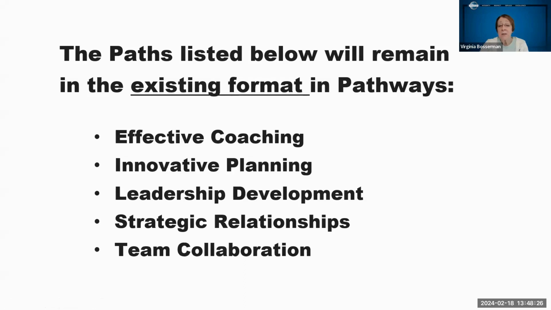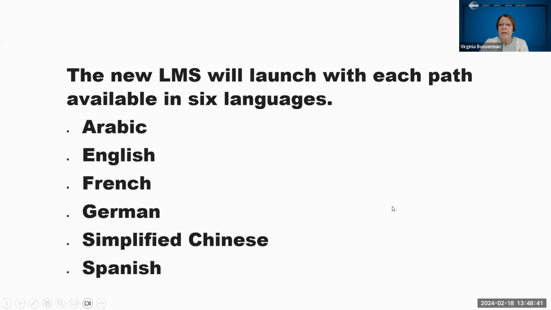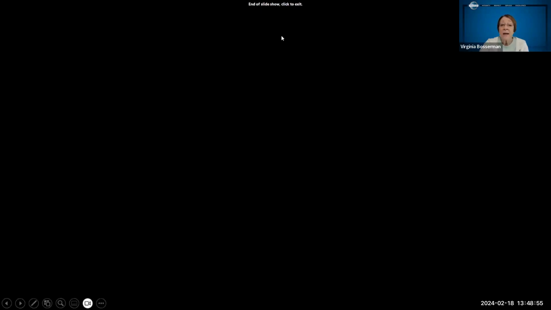But again, if someone says, oh my gosh, I've got that path, now I won't be able to work in it, you can reassure them, yes, you will. As long as you're working in the path, it will stay available. Okay? And these are the languages that will be available in the new system: Arabic, English, French, German, simplified Chinese, and Spanish. Nice variety. And that is the end of that.